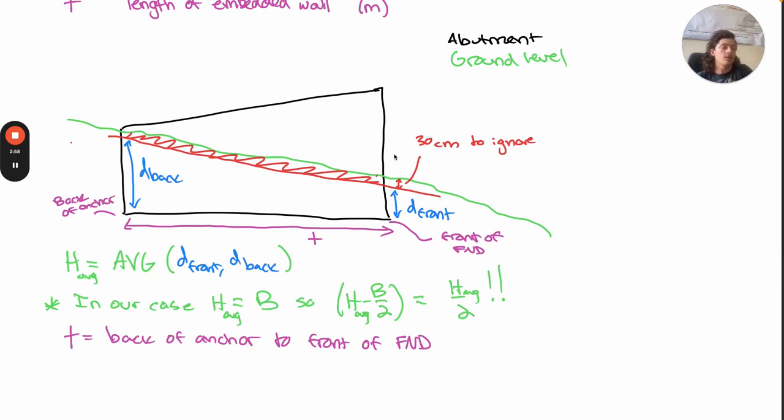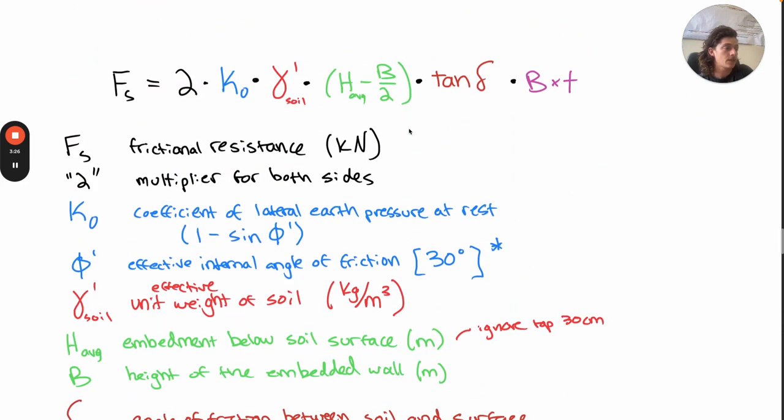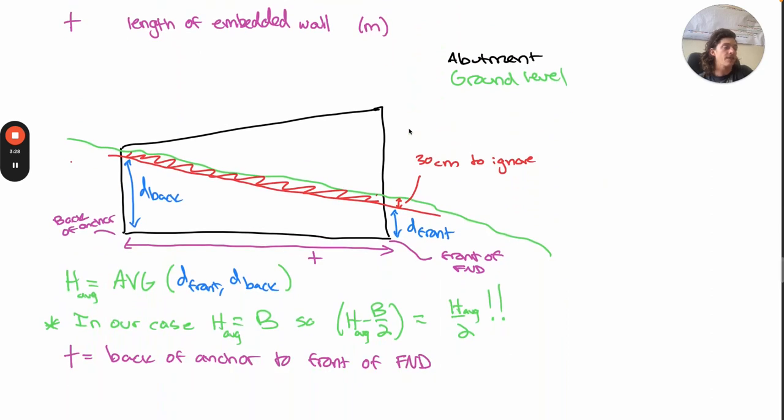I've now drawn some of these variables out for you in a little diagram. We can get our average embedment from the average between the embedment depth in the back and the embedment depth in the front of the abutment, remembering to ignore those 30 centimeters. We can take our T as the distance from the back of the anchor to the front of the foundation. In our case, H average is equal to B, so H average minus B over 2 is just going to be H average over 2, so you'll see how that equation can simplify. So the equation again, and the diagram again, and we can implement this into our capacity for the abutment sliding.